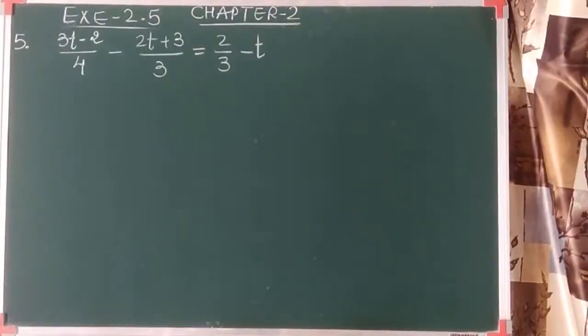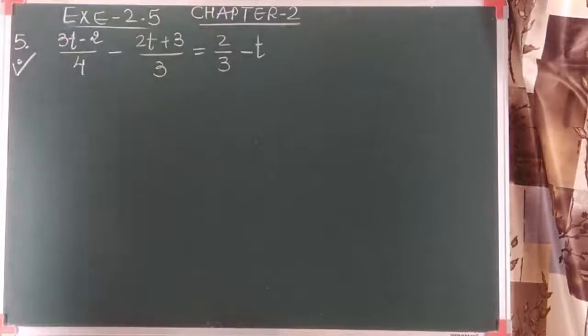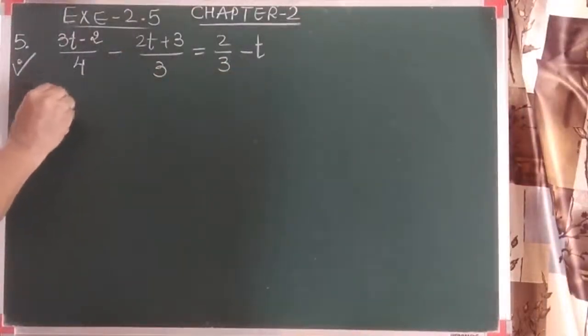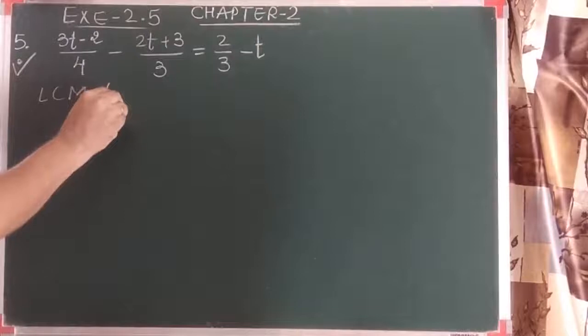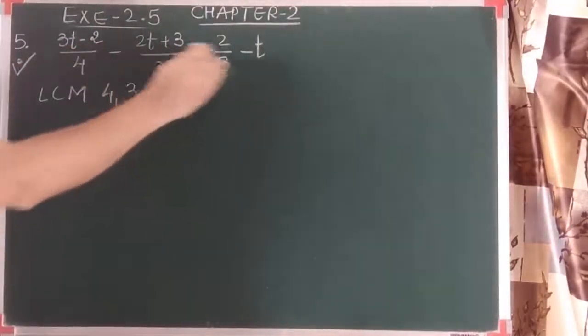Let's start with the new question. This is the 5th question, and friends, this is one of the most important questions. Why is it important? As we discuss, you will come to know. So again the usual case of fractions, we should take the LCM. The LCM of the denominators 4 and 3 is 12. So let us multiply all the terms with 12.